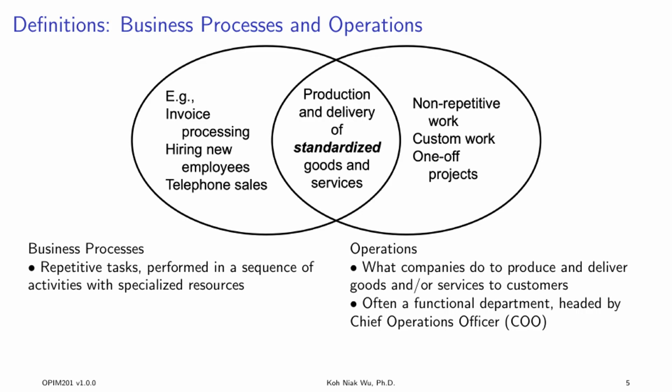In essence, business processes focus on repetitive tasks that ensure efficiency. Operations encompass the broader activities that deliver value to customers. Finally, operations are often overseen by a department led by the Chief Operations Officer. This role ensures that all processes align with the company's strategic goals. Understanding these distinctions will help you appreciate how organizations streamline activities to enhance productivity and customer satisfaction.